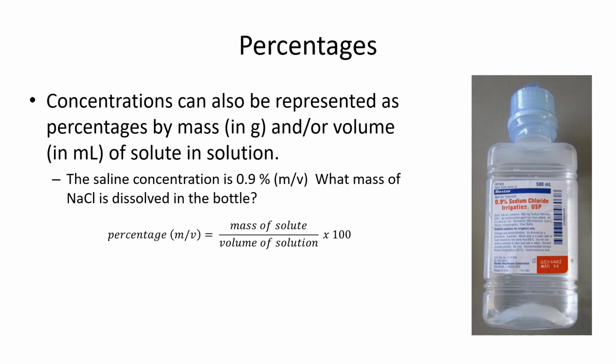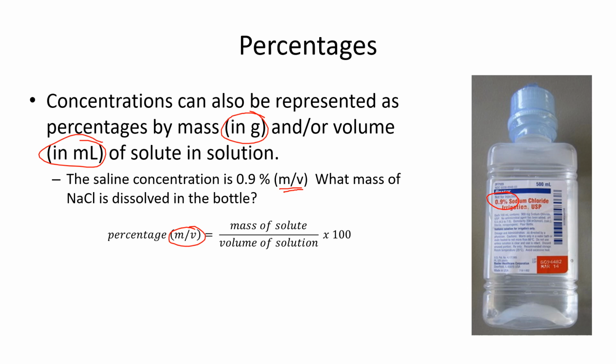So a percentage is another way of representing the concentration of a solution. It can be a percentage by mass, where both measurements are in grams. It could be a measurement by volume, where both measurements are in liters or milliliters. Or it could be a mixture, like this one with the saline solution, where it's mass on the top and volume on the bottom. And so you could use this relationship for any of those. Just keep an eye on this little m over v, or m over m, or v over v to tell you what units to use.